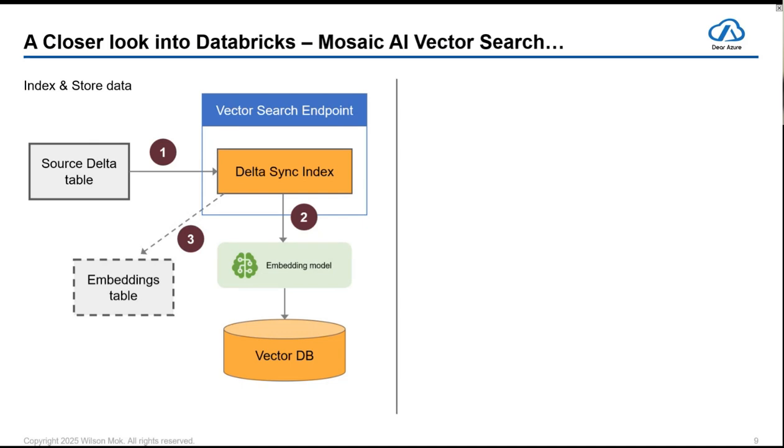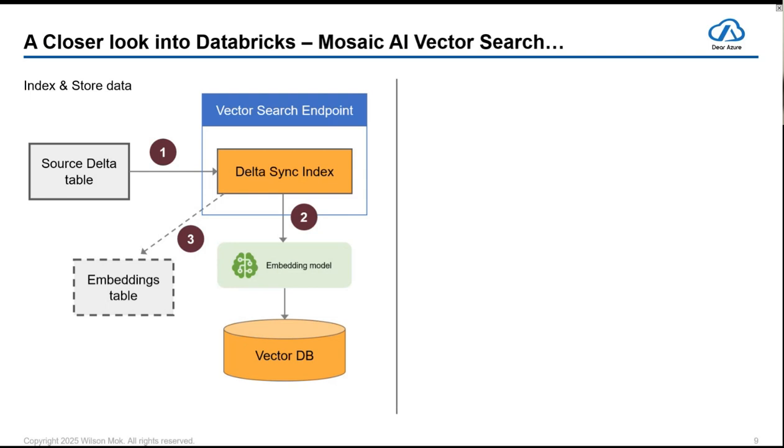And this table will contain the embeddings from our source data here. So this step number 3 can be saved optionally. At the end, you will have 3 different sets of data in your Databricks. You have your source Delta table, you have your index table, which is the data that's been embedded and exposed from the vector database, and you can also have your own copy of the embedding table and the results coming from the store as a Delta table as well.